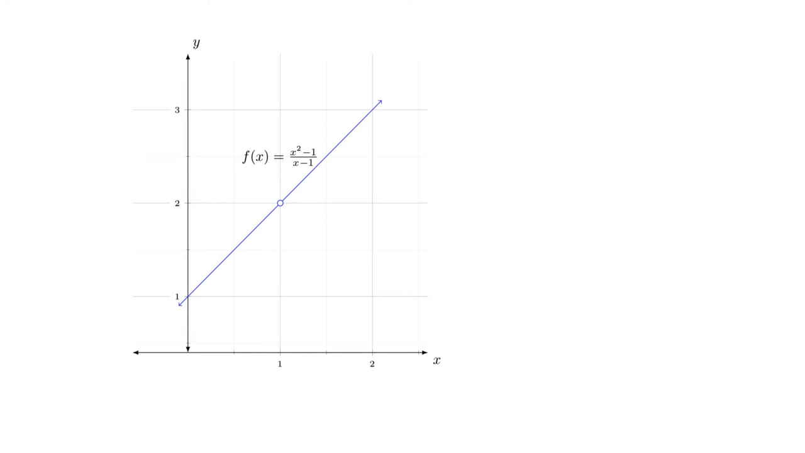So here's a graph of this function, f of x equals x squared minus 1 divided by x minus 1. And so we've already said that the limit as x approaches 1 of f of x is equal to 2. And we concluded that by just looking at a table of values. Okay, but remember that f of 1 is undefined. So something kind of weird is going on here.